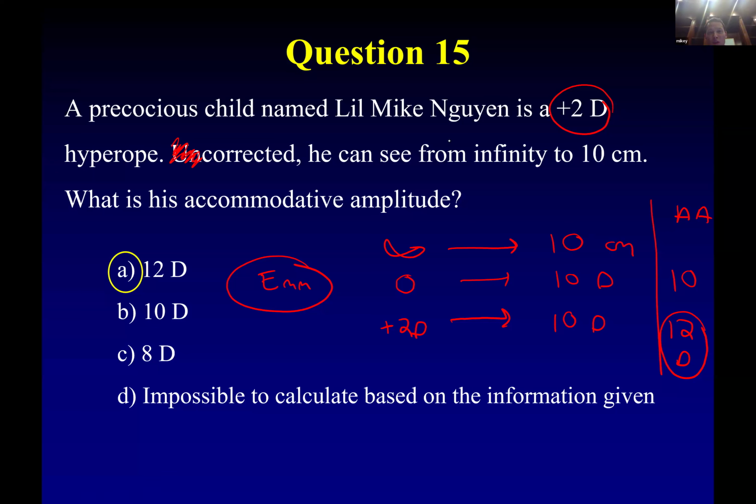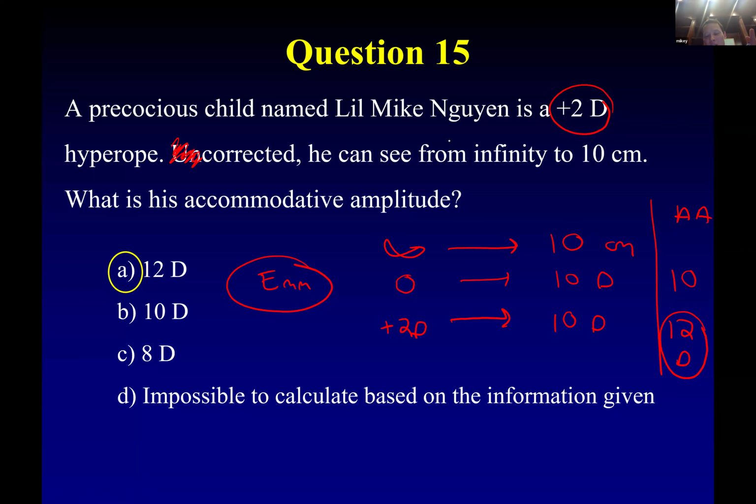Yeah, so good question. So it's tricky. What is the range of accommodation? So if he's a hyperope, why is accommodative amplitude increased? It's a good question. I think it's not that the hyperopia increases the accommodative amplitude. It's basically just that he has to use up 2 diopters of accommodation and then do extra. So that means he has more.